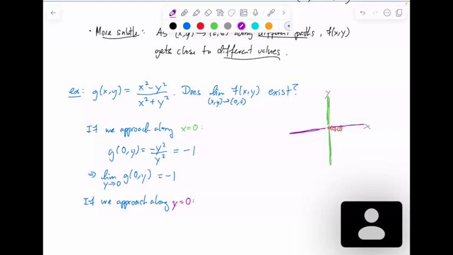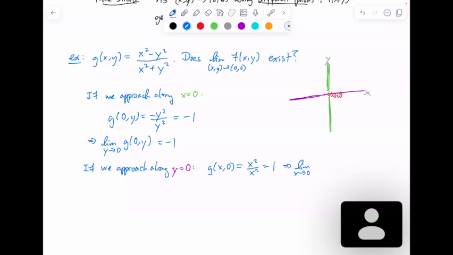Someone in chat, does anyone want to volunteer what this limit ought to be? Well, I guess you could just remember from the textbook, but in this case, what's a constant function? Well, g of x, 0 is x squared over x squared, which is 1. So the limit along the x-axis, which is what we're taking here, is equal to 1. Now, 1 is not equal to minus 1, clearly. So this means that the limit cannot exist, okay?